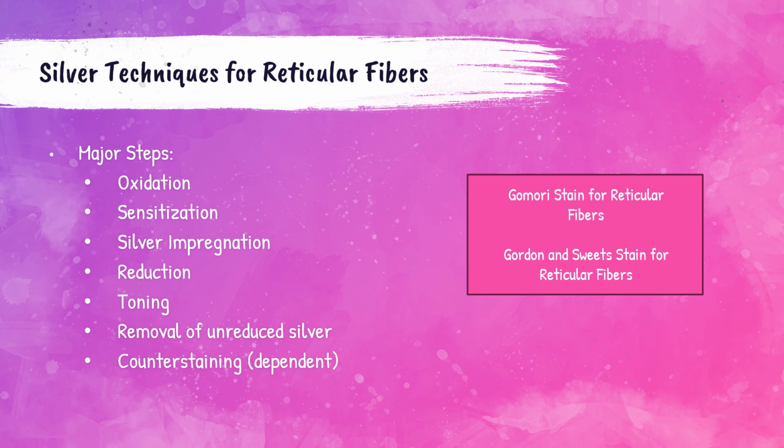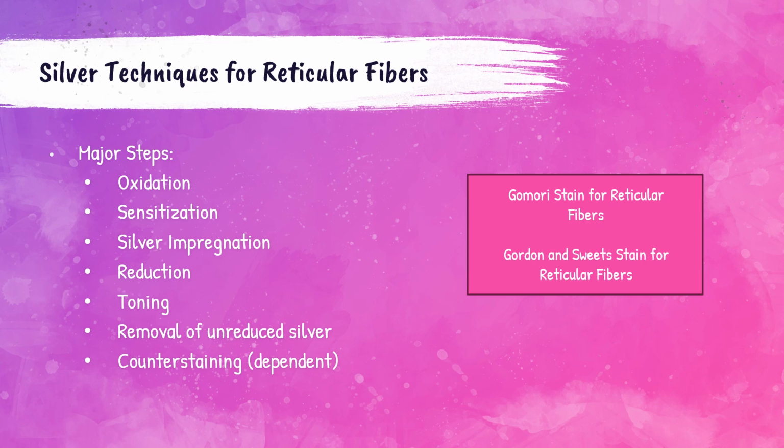So the first step is oxidation. So this is the oxidation of glycol groups in reticulin fiber to aldehydes. The most commonly used oxidizers are phosphomolybdic acid, potassium permanganate, and periodic acid. Sensitization is frequently a metallic impregnation step. So this means that there are metallic salts deposited on or around the part of the tissue that is supposed to be demonstrated in the stain.